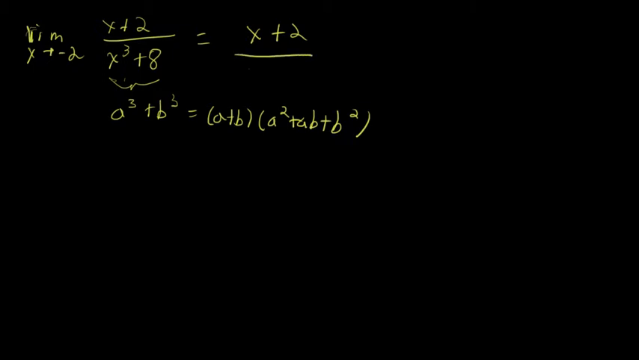Okay, so here a is x and b is 2. 2 cubed is 8. So a plus b would be x plus 2. A squared is x squared. Oops, this is wrong. a cubed plus b cubed is a plus b times a squared minus ab plus b squared. This is actually x plus 2 times the a squared term, x squared, minus a times b, so minus x times 2 or 2x, and then plus b squared, so plus 2 squared, which is 4.